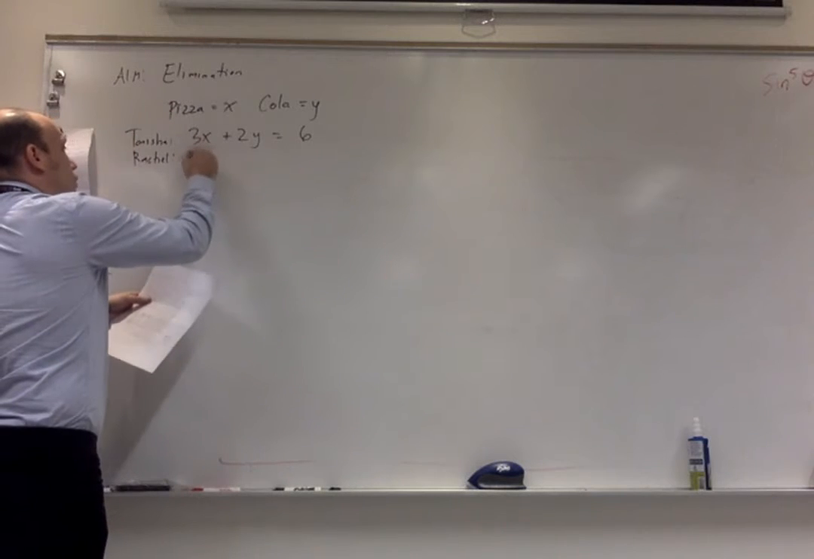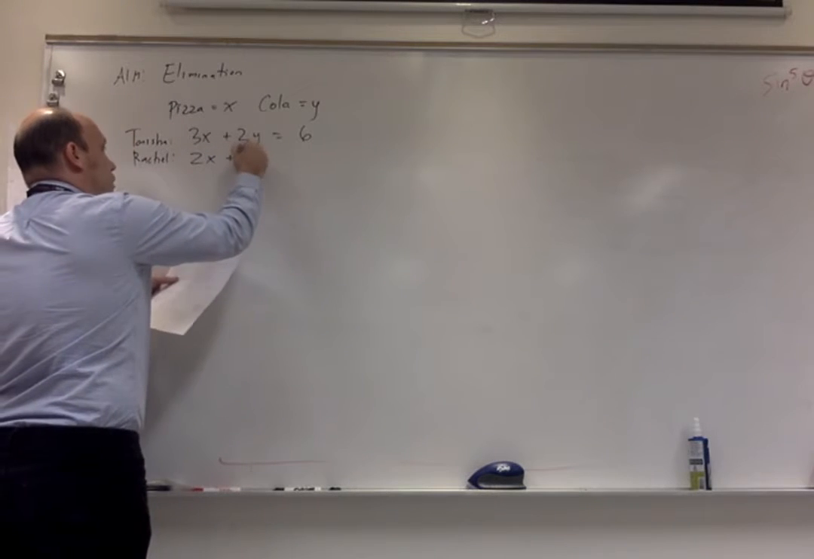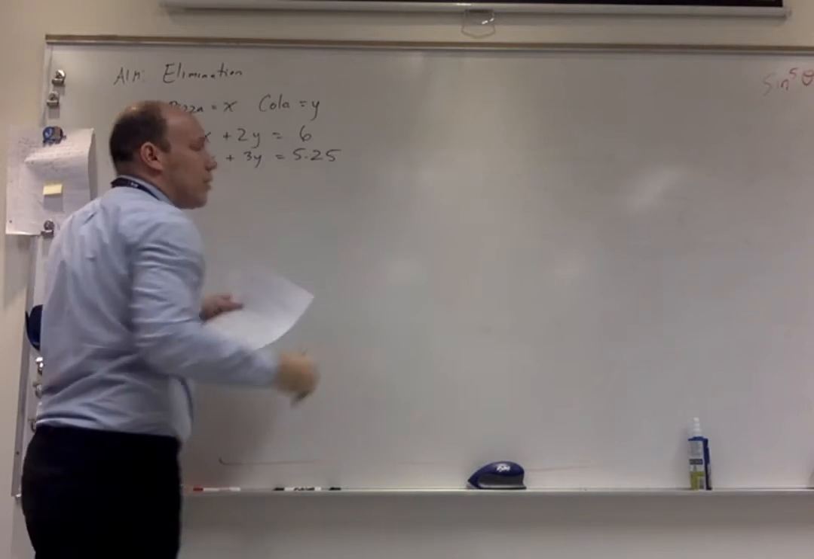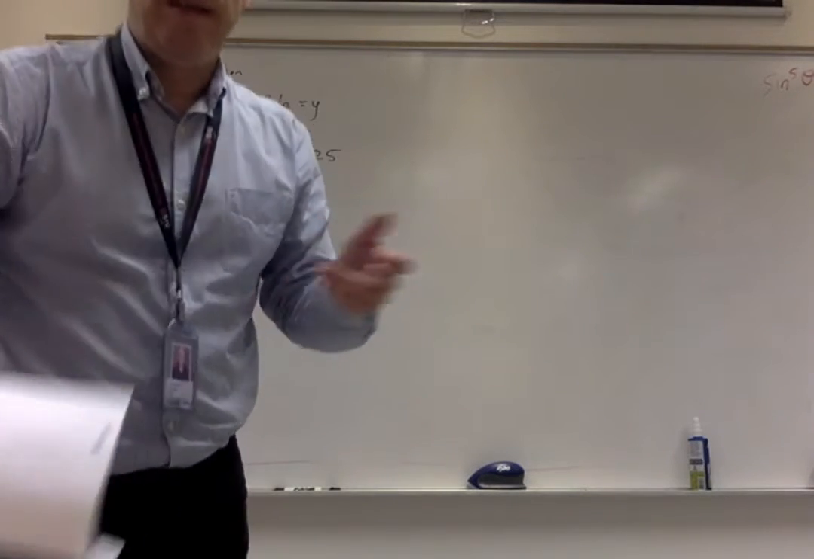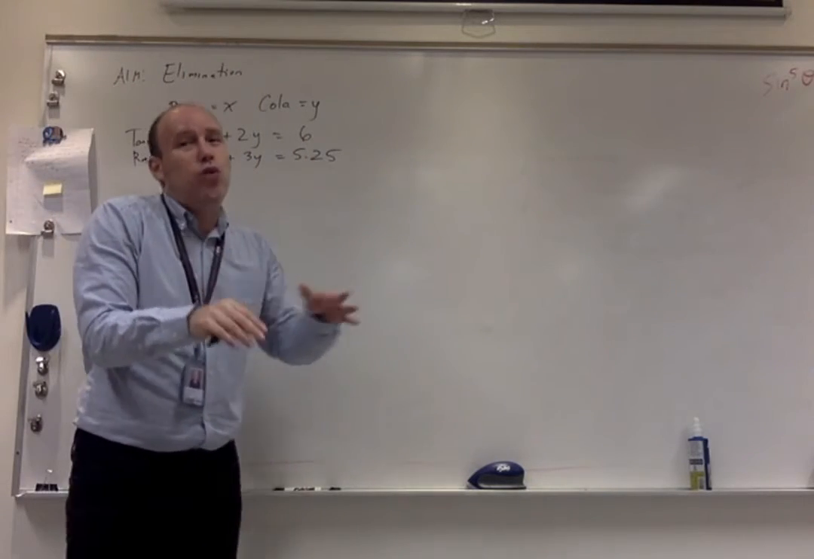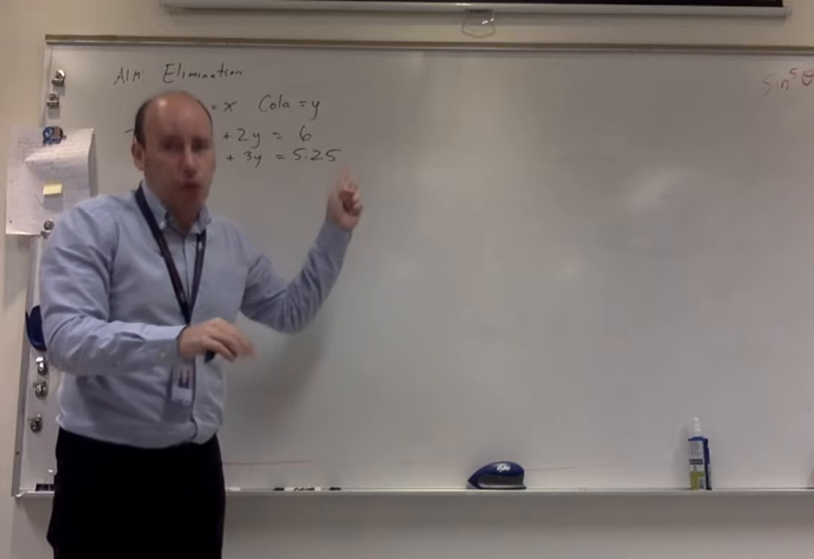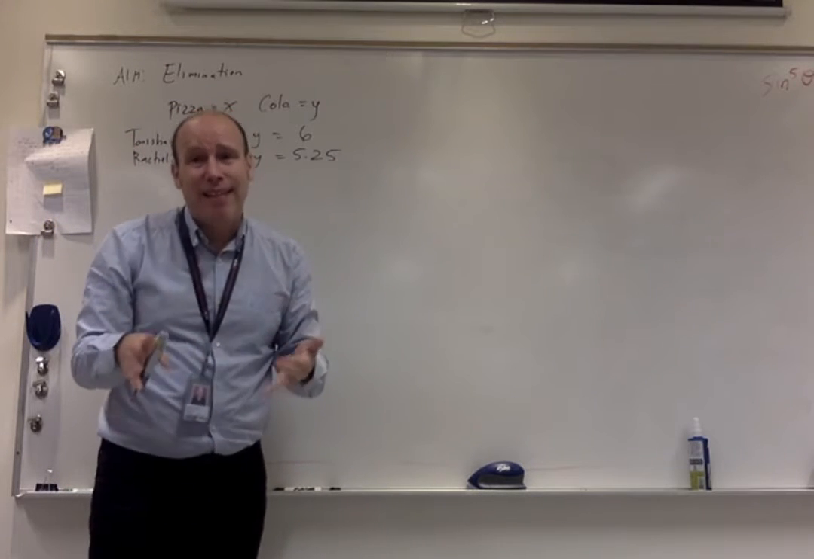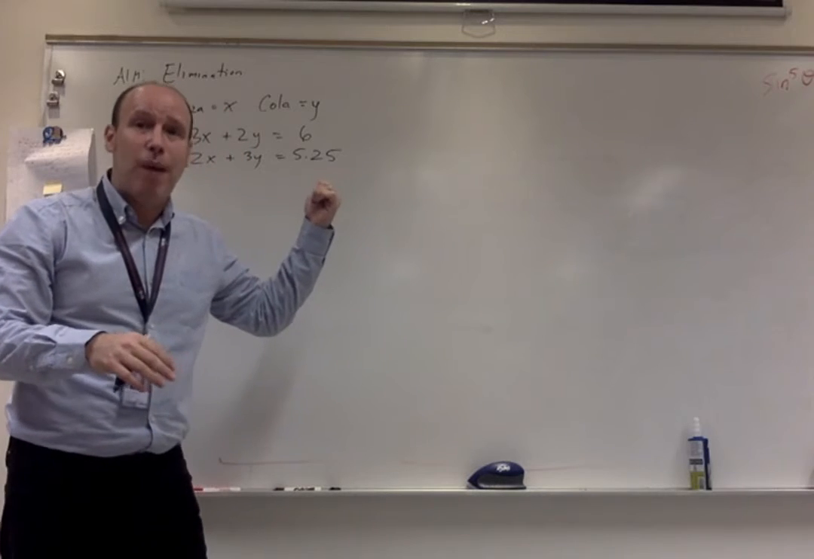So we're going to say 2x plus 3y equals $5.25. Now, these equations, in the last class you were told you can either stick these in Desmos or your graphing calculator. But if you're thinking about an SL analysis next year, you might have to do this by hand.